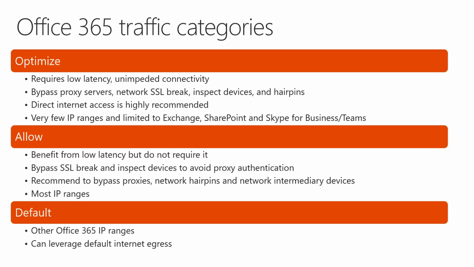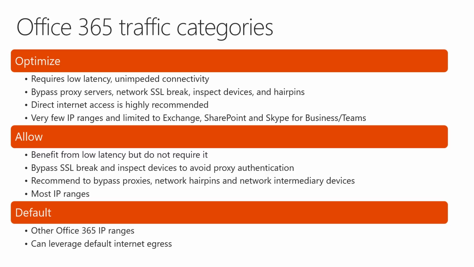That means if you have a branch office, for this optimized category, please allow direct access from the branch office to these clearly defined IP ranges so that users have a great experience. Also, only very few IP ranges are part of the optimized category, and they are limited to Exchange, SharePoint, Skype for Business, and Teams. So we're not going to ask you to open a lot of ranges. It is really a very small number.